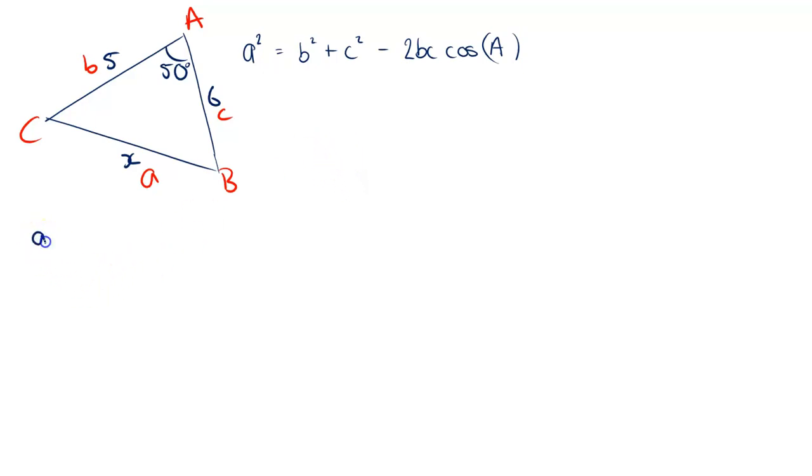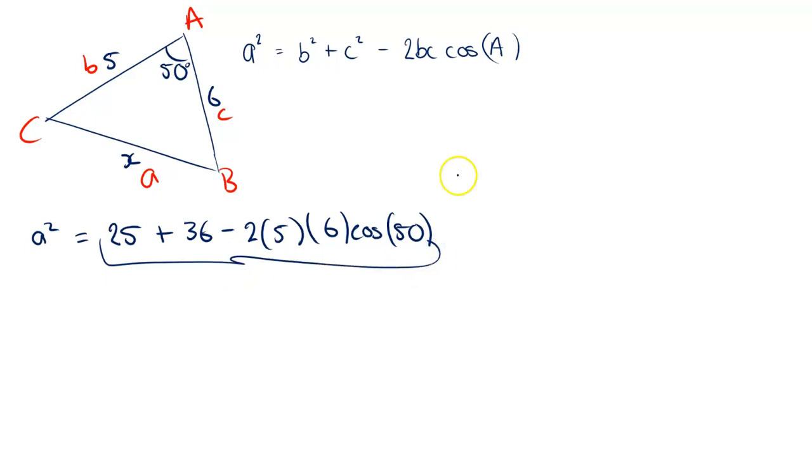So we have a squared, that's the side x, is equal to, and then I have b squared, well, I know that 5 squared is 25, plus c squared, and I also know that 6 squared is 36, minus 2 times b, which is 5, times c, which is 6, cosine of capital A, which is 50 degrees, that's the angle. And then once you substitute it into the equation, it's just a case of working out all of this on the left-hand side.